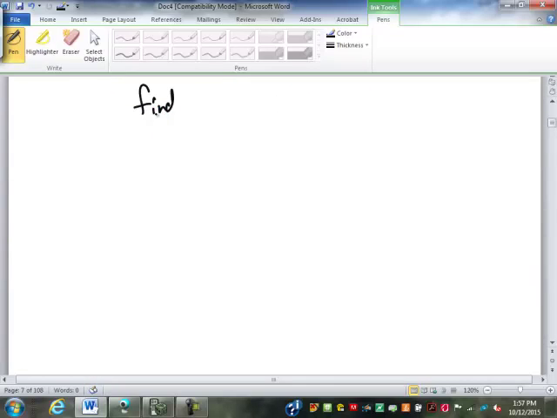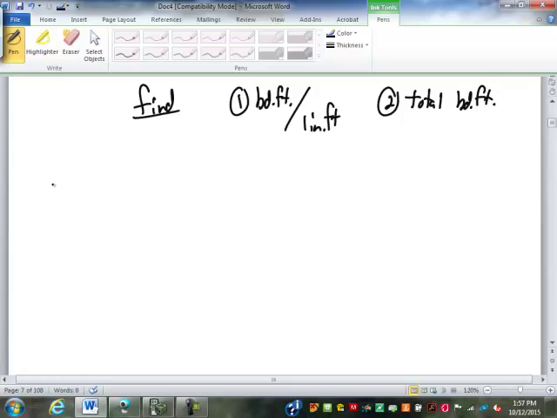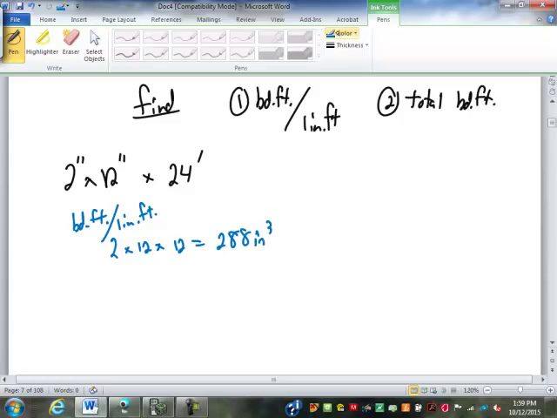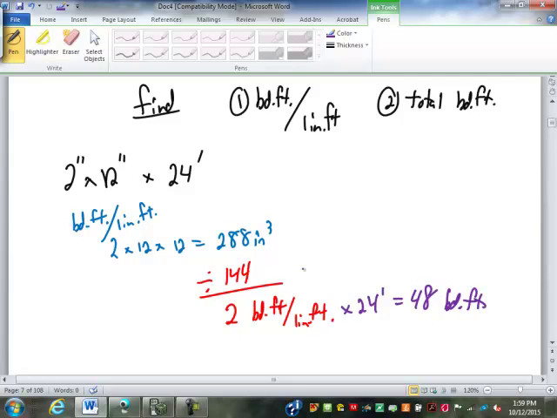So find 1 board foot per linear foot and 2 total board feet. 4 2-inch by 12-inch by 24 foot. So to find board feet per linear foot, it's 2 by 12 by 12, otherwise known as 288 cubic inches. So we divide by 144 to get 2 board feet per linear foot. So that means then that 24 feet of that is going to be 48 board feet. How many of you had 48 board feet? Good deal. Now I'm going to show you a spot where this actually comes in quite useful.